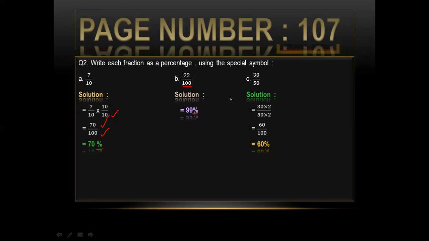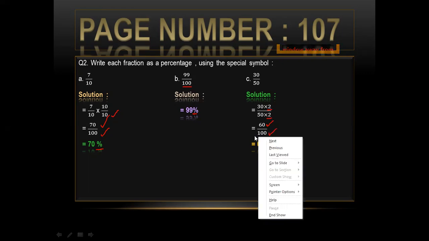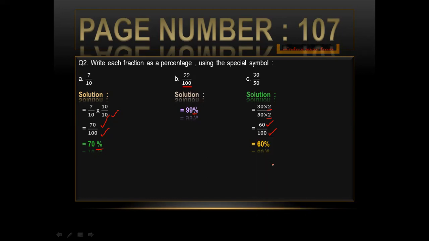We write here 99%. C part is 30 over 50. It means to convert 50 into 100, what will we do? We multiply it with 2 and also we divide it with 2. 30 multiplied by 2 is 60 and 50 multiplied by 2 is 100. 60% is our answer.